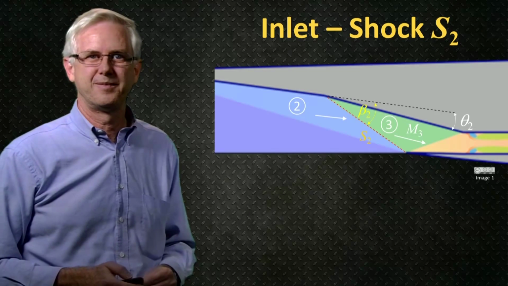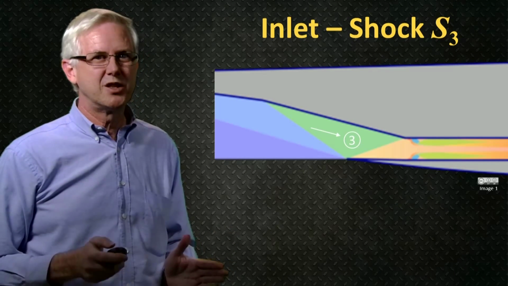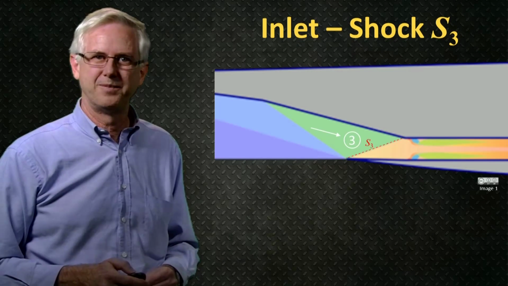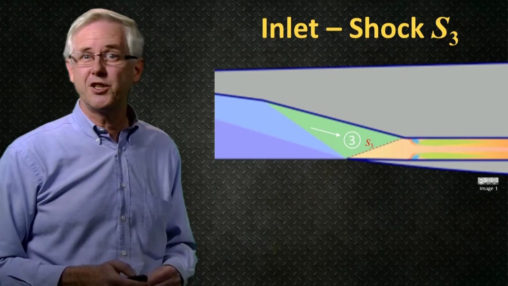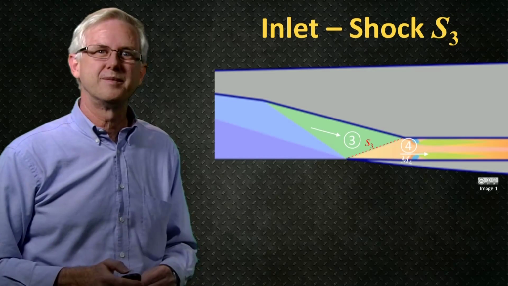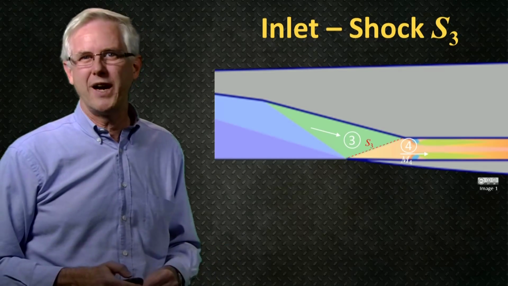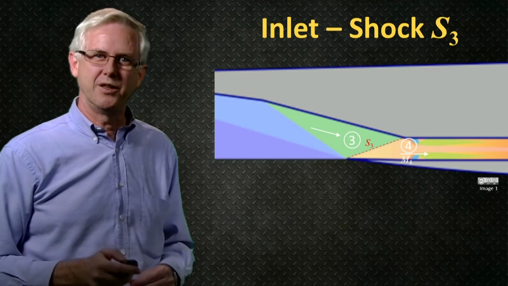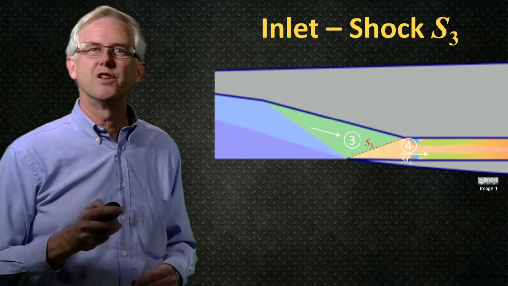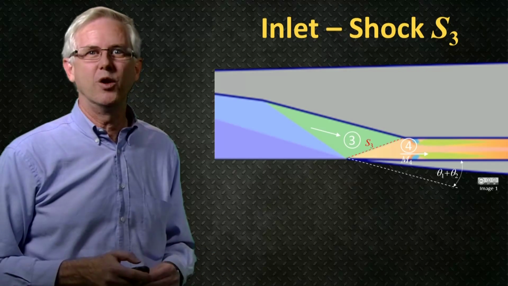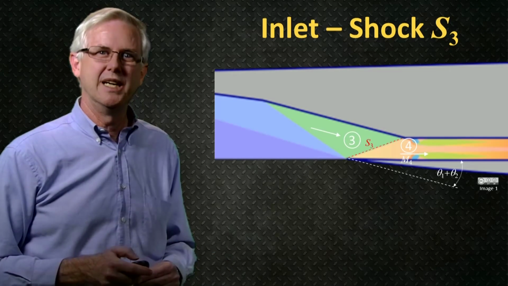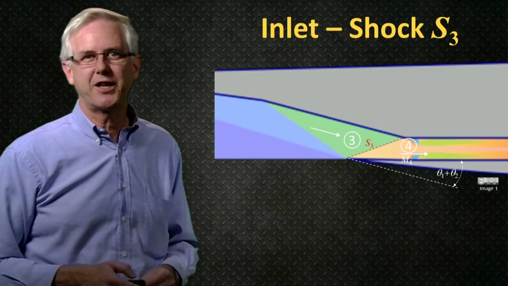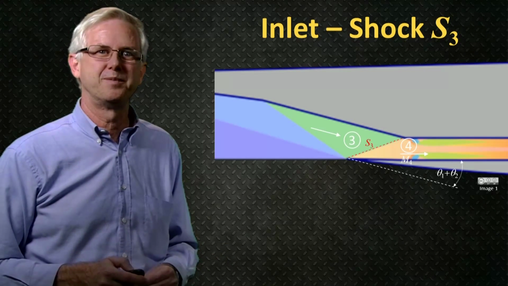The next step is to move on to the third shock wave in the inlet, shock S3, so that you can calculate the conditions at state 4. Again, it's oblique shock wave analysis that you will need to use. It's important to note that the last shock turns the flow back through an angle of θ1 plus θ2 so that it's parallel to the surfaces of the combustor and to the direction of the oncoming flow.